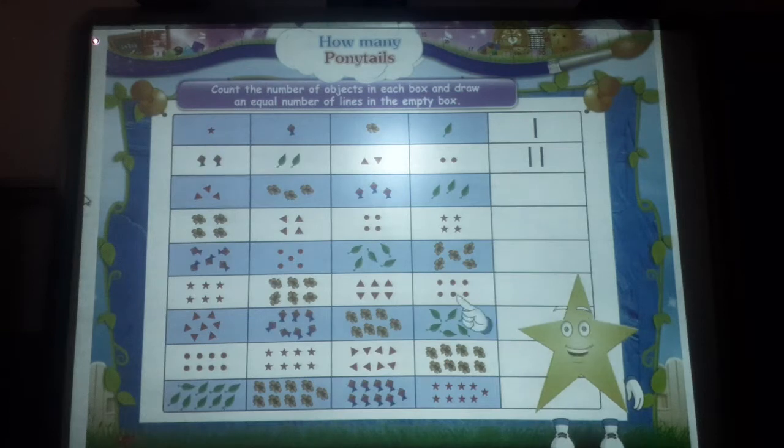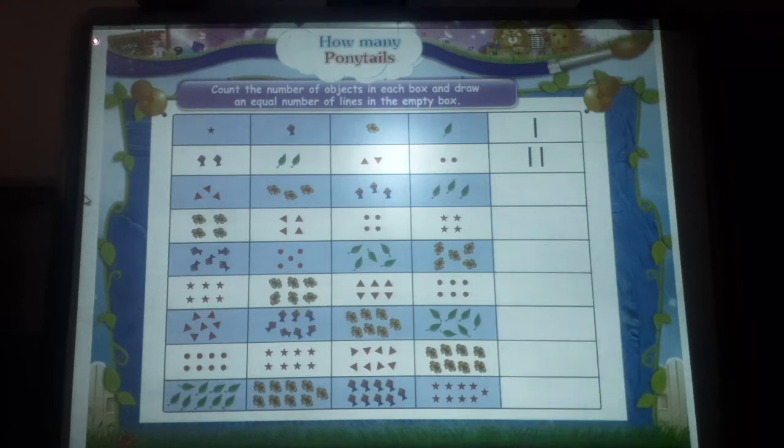Three triangles, three flowers, three kites, three leaves. So, draw three lines in the box.